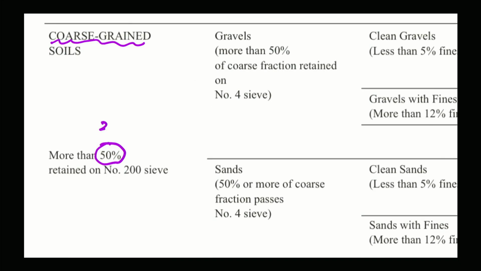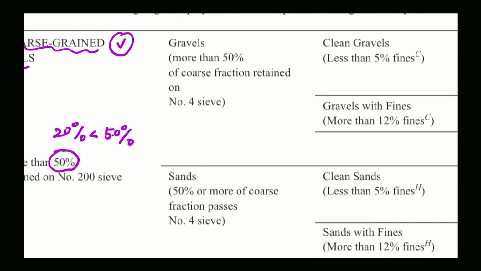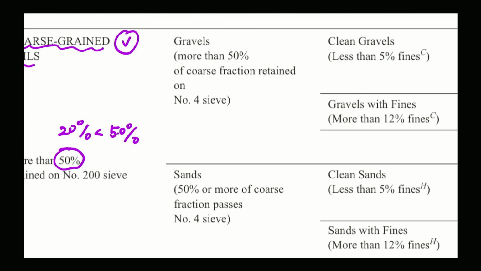For our case, we have 20%. So 20% is less than 50%. So we put a check over here. So we're talking about coarse grained soil. And then let's move on to the next column to see whether the soil is gravels or sand. So again, let's look at the number 4 sieve. So how much do we have on number 4 sieve?